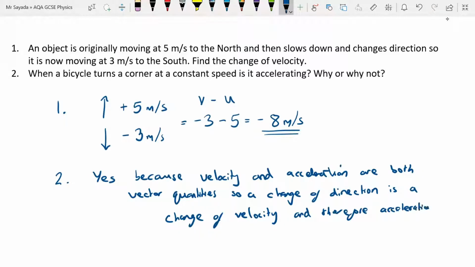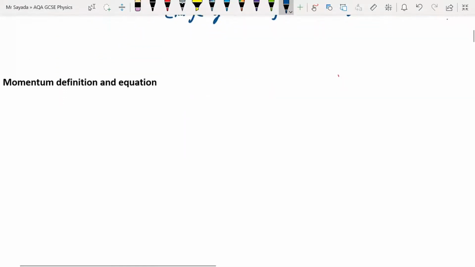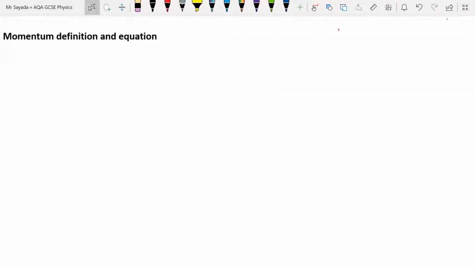Please pause the video to mark your work. Press play once you've marked it. So you should have now marked your work. So these are a couple of concepts that are important to understand the rest of this lesson on momentum. So we're going to start now with the definition of momentum and its equation.